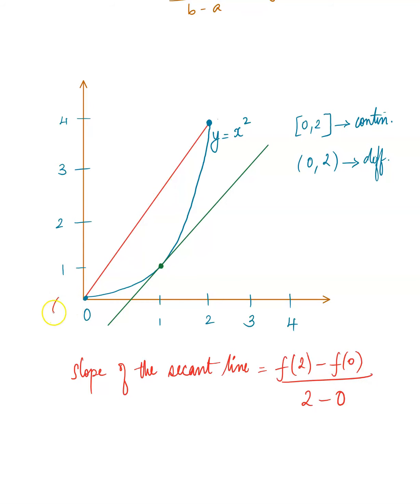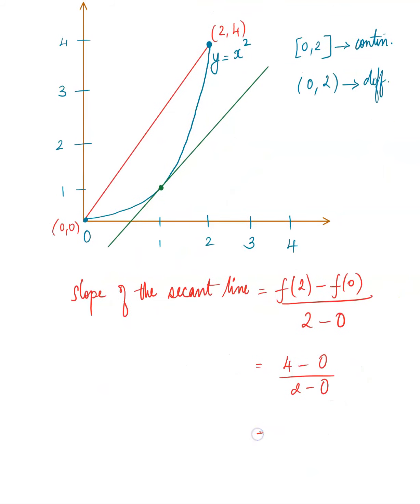But we know that this coordinate is 0, 0, and this coordinate will be 2, 4, because when you plug in 2 in your y equals x squared, 2 squared is 4. And so I'm going to just use that 4 minus 0 over 2 minus 0. So the slope here is 4 over 2, which is 2. Now in this case we kind of see where it's happening, where you can find the corresponding line that's parallel to it.